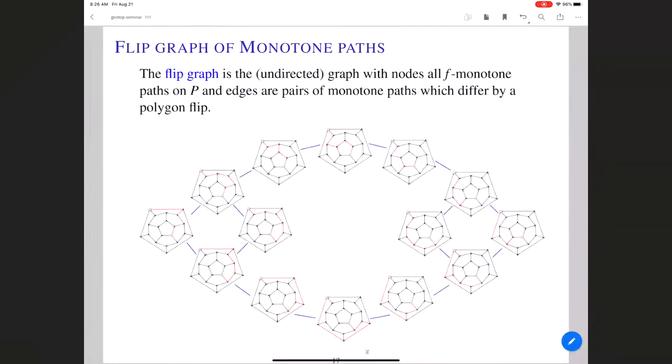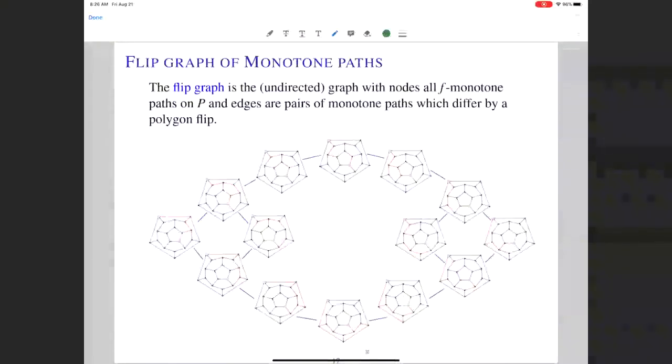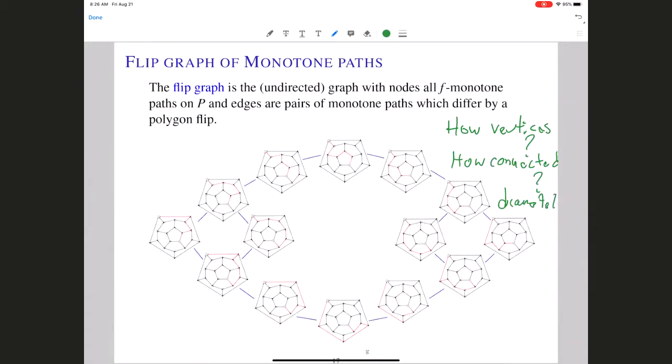Okay, so now what are the properties of this graph? I'm interested to understand this graph. So I would like to know how many vertices are there. So let me put some questions here. How many vertices? That's a big question, right? So then I also want to understand how connected is the graph. And also I want to understand the diameter. For example, how long does it take me to go from one place to another. So this graph has a diameter. It's the length of the largest shortest path I need to go from one place to another. So there's a bunch of graph theory questions you can ask about this graph. And I want to say a few things about these questions today. Are you with me? This is the plan.